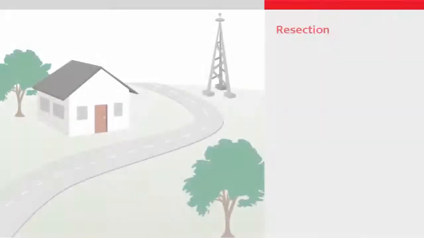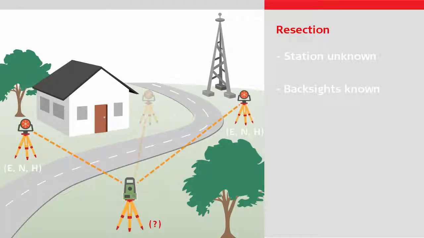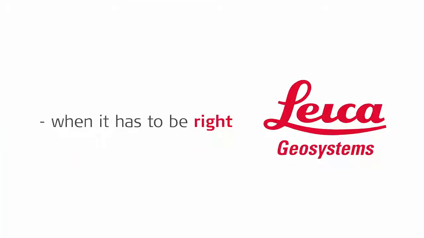So in summary, the resection method is the method to use when you do not know the point over which you will position the total station, and you have two or more target points to which you do know the coordinates. Please do watch the other videos to learn more about the individual setup methods, and thanks for watching.